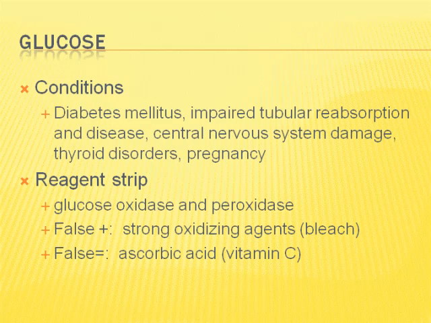On the reagent strip, glucose oxidase and peroxidase is employed to come up with that reaction. False positives can be due to strong oxidizing agents like bleach, and false negatives can be due to increased ascorbic acid, also known as vitamin C.